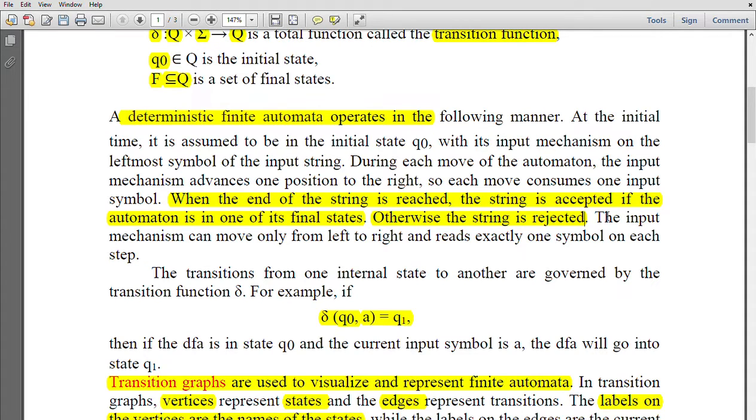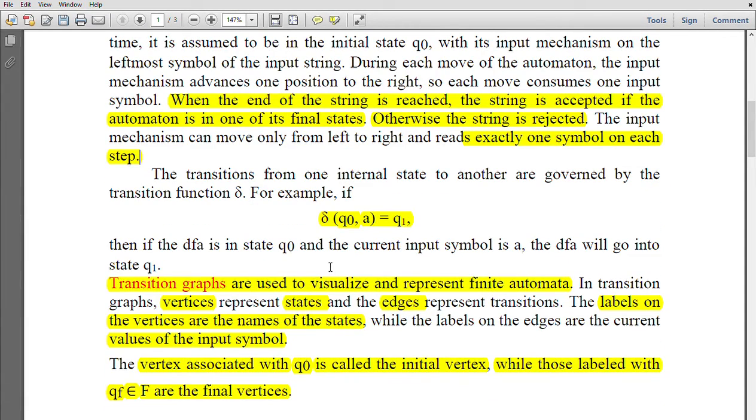And how the input mechanism goes: it moves only from left to right and reads exactly one symbol on each step. So we have already seen those things. So this is how the DFA operates. It reads a particular string one by one from the left hand side, and when it halts after reading all the alphabet of the string, if it halts at a non-final state, then we will say that the string is not accepted by the machine, and if it halts at one of the final states, then we will say that the string is accepted.